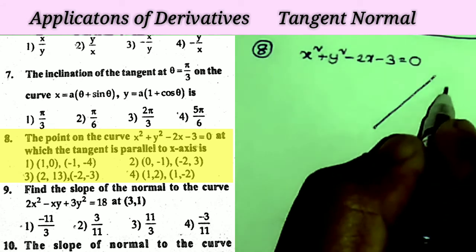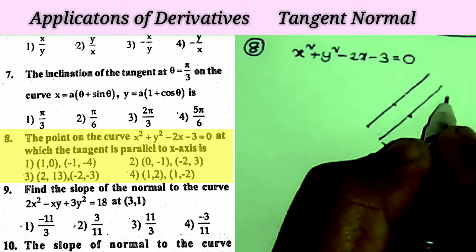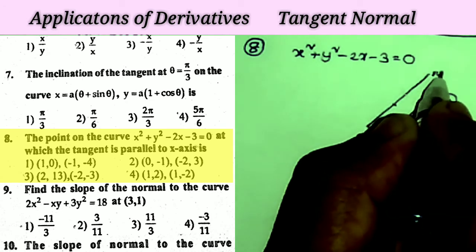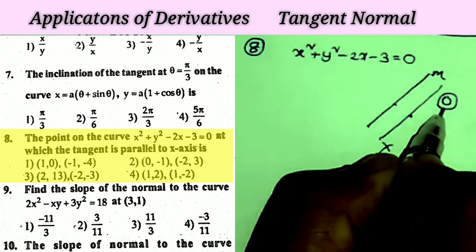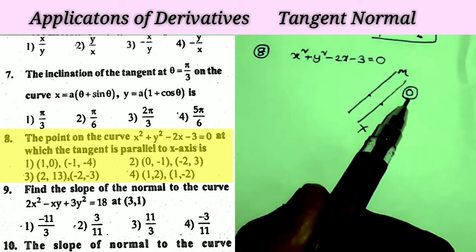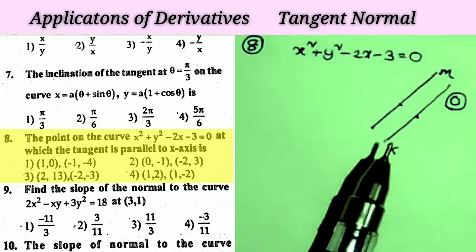Suppose this is the tangent, this is the x axis. Now what is the slope of the x axis? 0. What is the slope of the tangent? Suppose m. Therefore m is equal to 0. That is finding the slope value and equating that value to 0 to get the points. That is the first method.